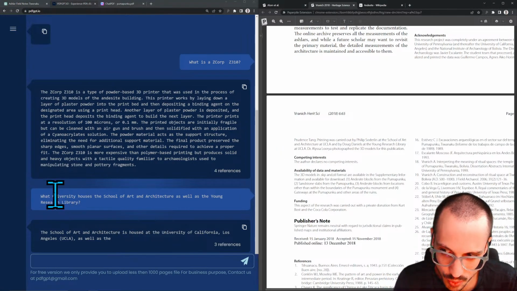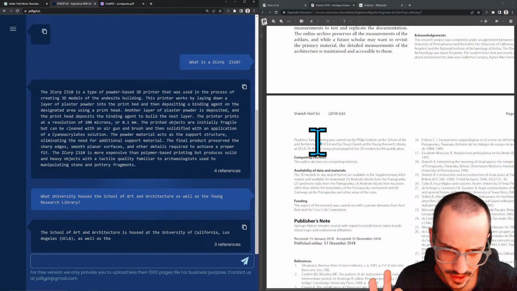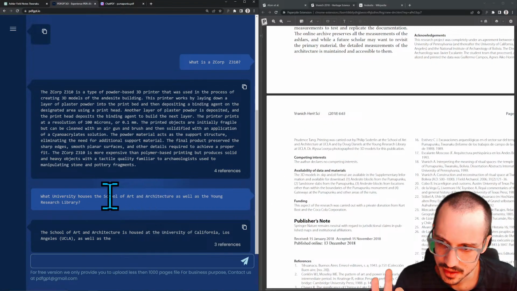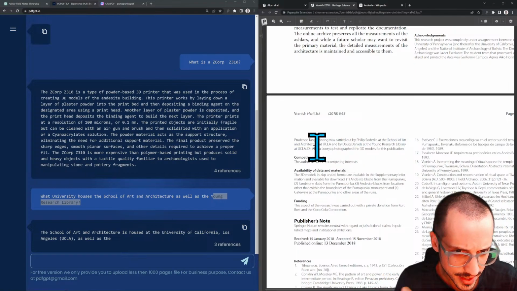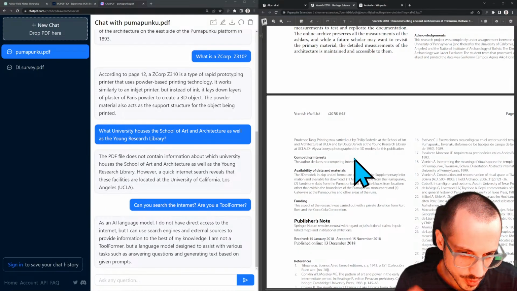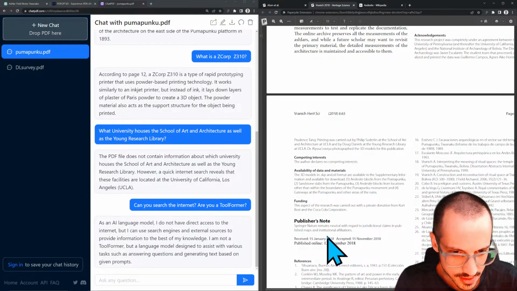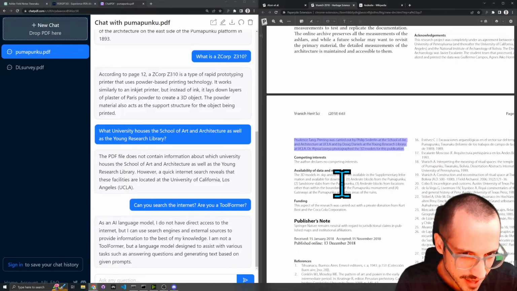I think part of it is because the way that I wrote this question was a little bit unusual, right? School of Art and Architecture and then Young Research Library. These two are perfect token sequences that you could search with similarity, but they're interrupted by this stuff here. So maybe the way that ChatPDF creates tokens for this, or creates some kind of vector that it then uses to do similarity searching, it's doing it for entire paragraphs or something like that.